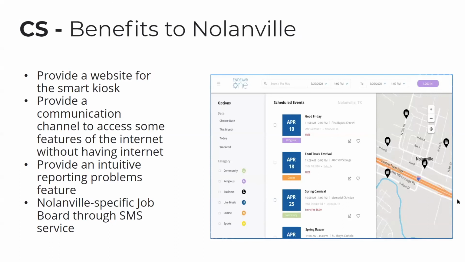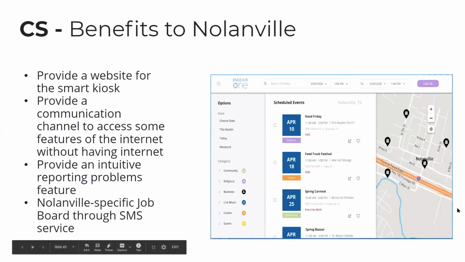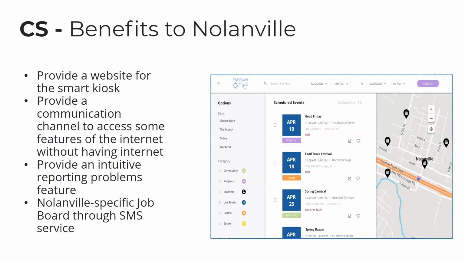And then the benefits of our application are that we will be providing a website for the smart kiosk, and we're also going to provide a communication channel to access some of the features that you've seen so far without the use of the internet. So this application will mainly be utilizing the SMS text messaging based app, right? And this would allow us to provide an intuitive problem reporting feature as well as a specific job board through an SMS service.